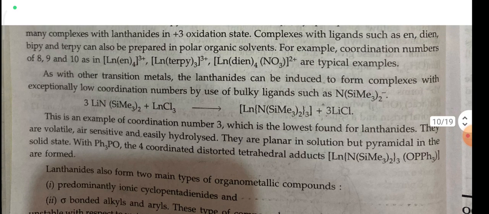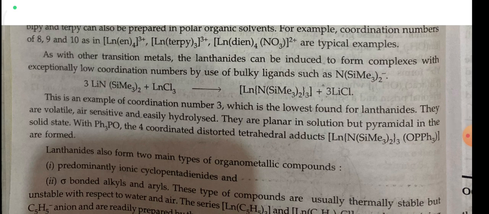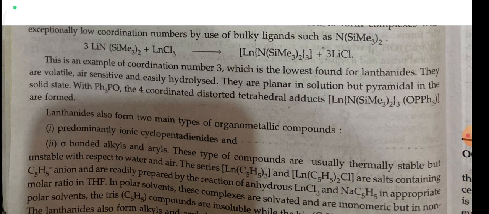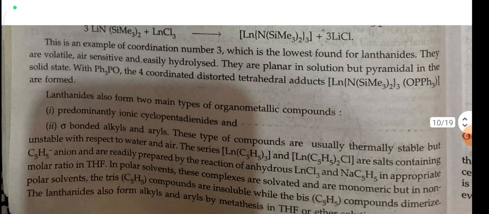For example, coordination numbers of 8, 9 and 10 occur in [Ln(en)4]3+, [Ln(terpy)3]3+, and [Ln(diene)4(NO3)2]+, which are typical examples. As with other transition metals, the lanthanides can be induced to form complexes with exceptionally low coordination number by use of bulky ligands such as N(SiMe3)2-. This is an example of coordination number 3, which is the lowest found in the lanthanides.